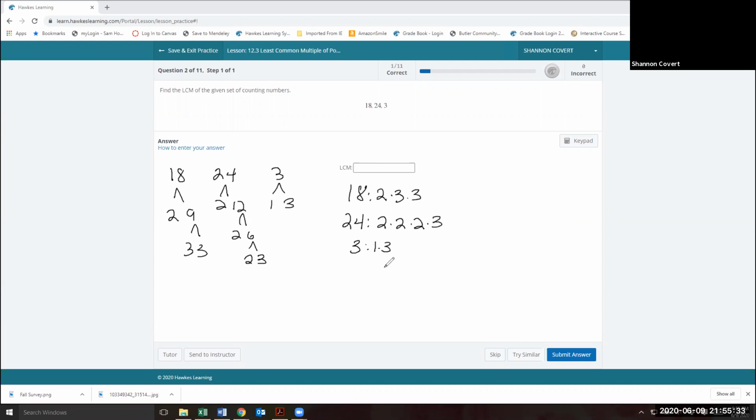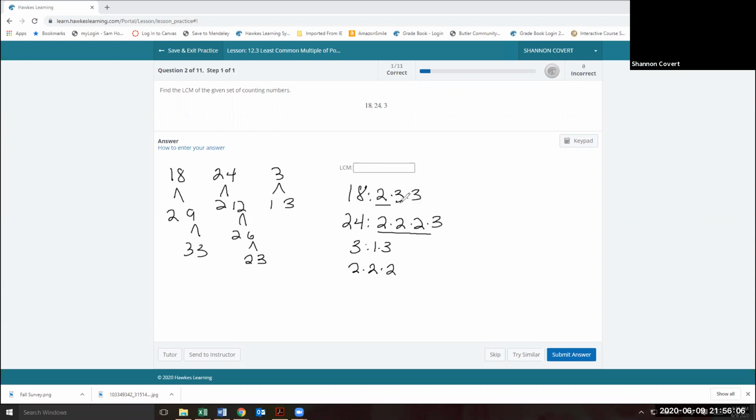Now we go through, we find out what our factors are, and then we count up and use the most number of times it appears in any one of the prime factorizations. If I look at 2's first, I have 1 2 in the prime factorization of 18. I have 3 2's in the prime factorization of 24, so I'm going to use the one that has the most. So I'll be using the 3 2's from 24.